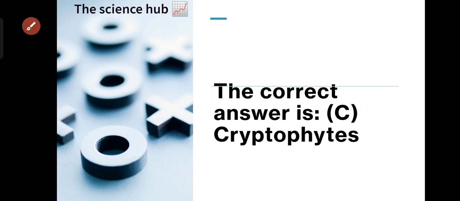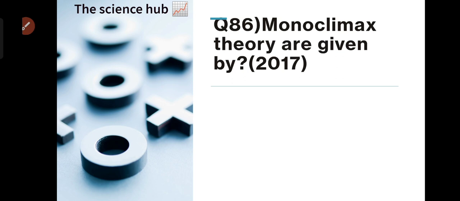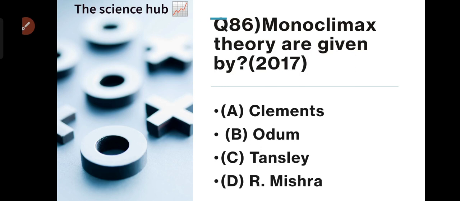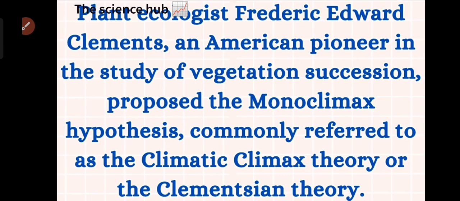Now moving on to the next question. So here our next question is, monoclimax theory is given by. Again we have four options and we have to find out the correct answer. So here our first option is Clements, second option is Odum, third option is Tansley and fourth option is R. Mishra. So at first let us discuss the solution.